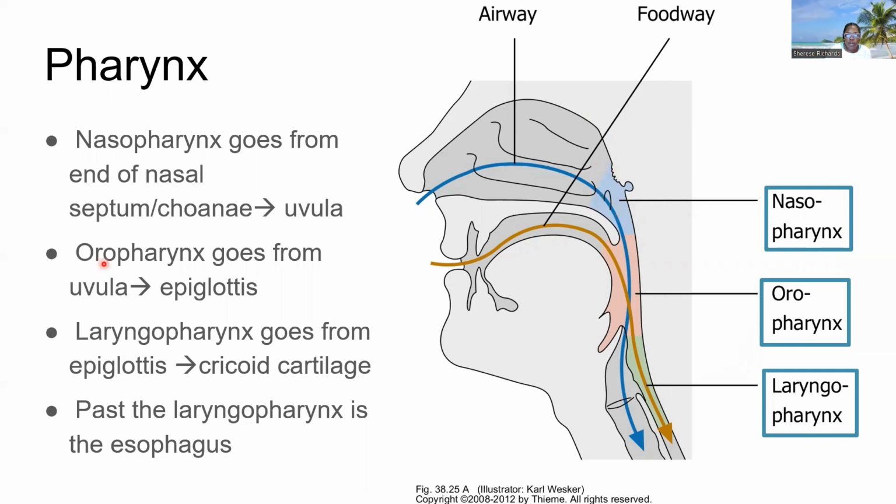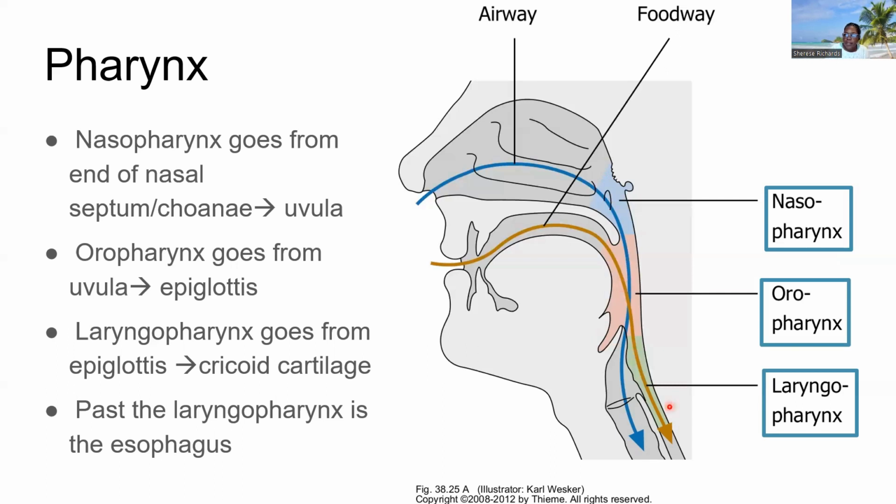Then we have the oropharynx, which is the posterior aspect of the oral cavity. This goes from the uvula, which is that ending of the soft palate, all the way down to the epiglottis, which is the flap-like covering of the esophagus. Okay, so here is our nasopharynx and then oropharynx. Lastly is the laryngopharynx, also referred to as the hypopharynx.